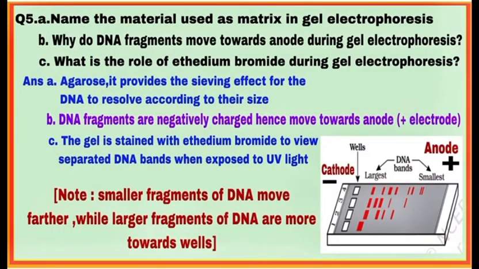Question 5 part A. Name the material used as matrix in gel electrophoresis. DNA को रिस्ट्रिक्शन एंडोन्यूक्लियस से कट करने के बाद DNA फ्रेगमेंट्स को उनके साइज के अकॉर्डिंगली जेल इलेक्ट्रोफोरेसिस टेक्निक से सेपरेट किया जाता है, एंड इन दिस टेक्निक Agarose is used as matrix which provide the sieving effect.